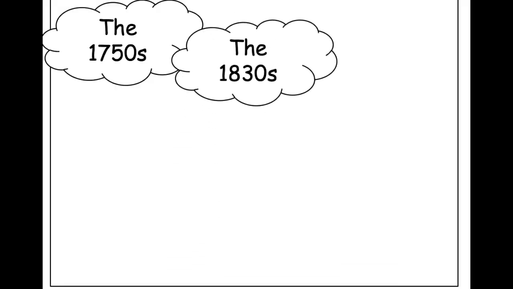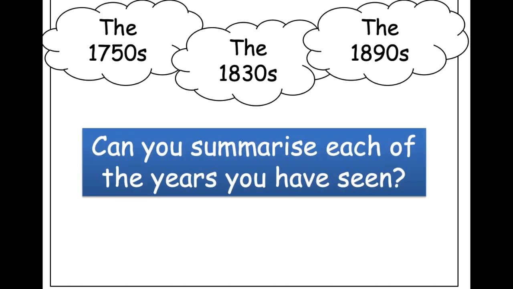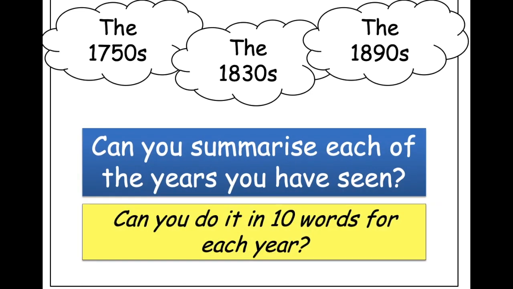So let's do a little bit of comparison then. We've looked at 3 different time periods, a couple before the Industrial Revolution, and then we see a lot further along in the Industrial Revolution. Could you summarise each of these years, potentially in just 10 words? How would you describe life in each of these time periods from the sources that we have used?